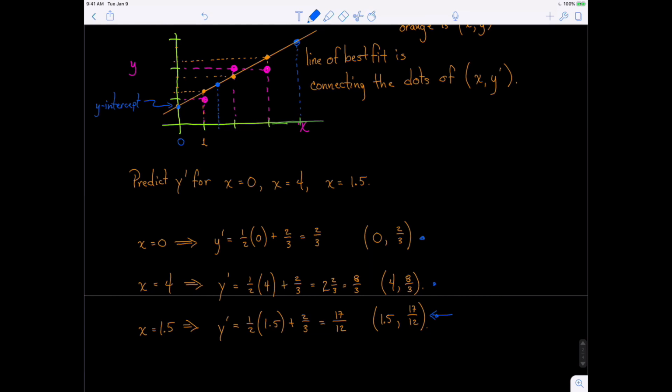So that's how we find the line of regression, or the line of best fit, and that's how we can graph it and make predictive values.